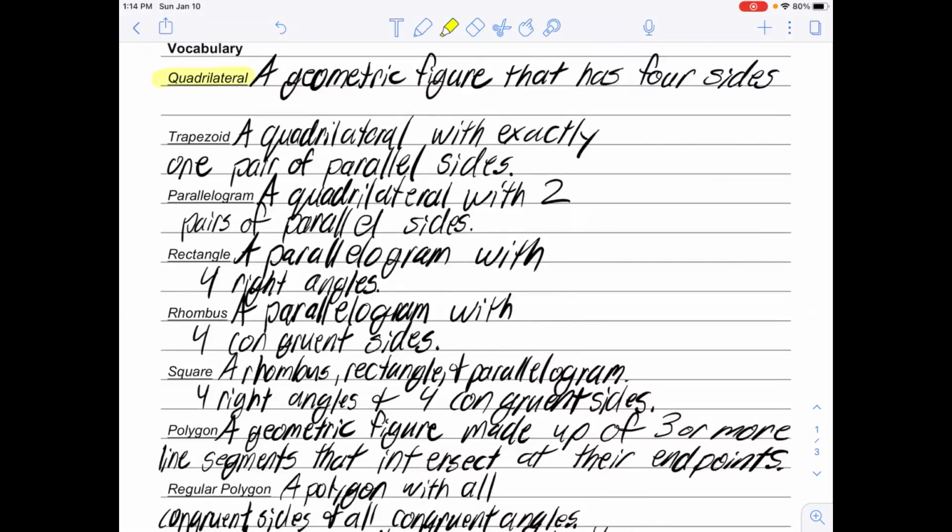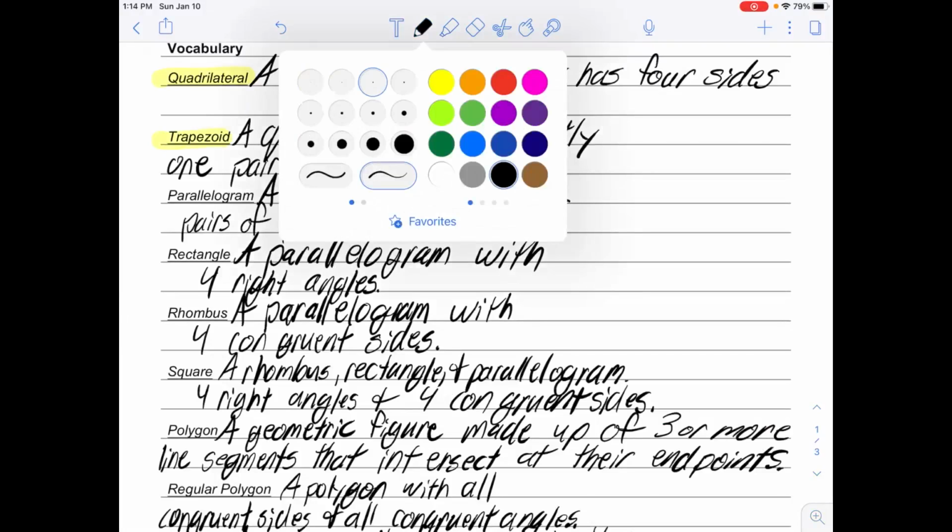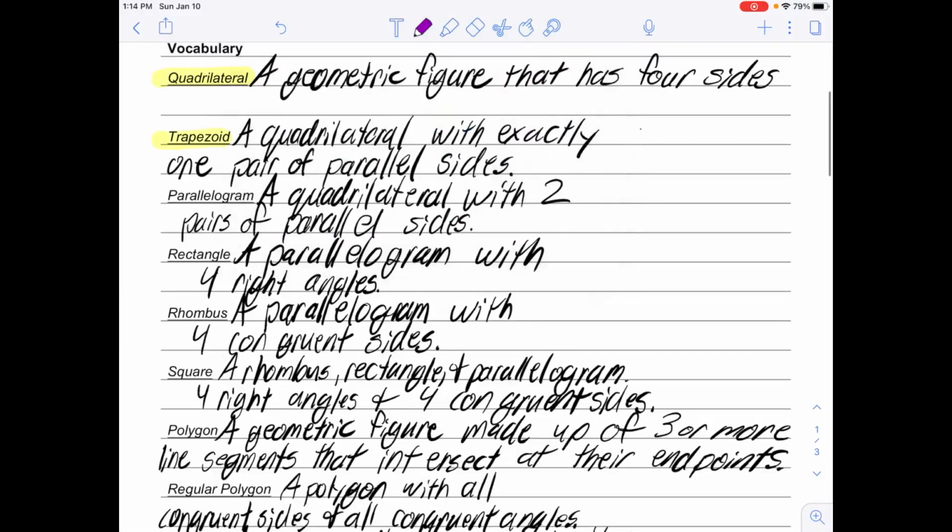So first we have a quadrilateral. A quadrilateral is just a geometric figure or a shape that has four sides. Next is trapezoid. A trapezoid is a quadrilateral with exactly one pair of parallel sides. So in here, I'm going to draw a little picture of what that might look like. A trapezoid has one pair of parallel sides, and the other sides can really do whatever they want. So this pair there, those are parallel, and then the other sides can go whatever direction they want to go. And that is called a trapezoid.